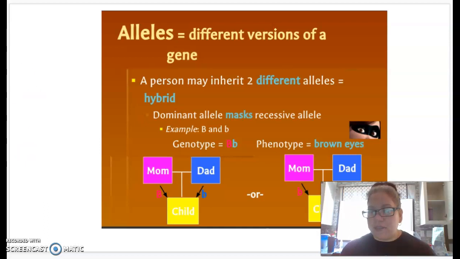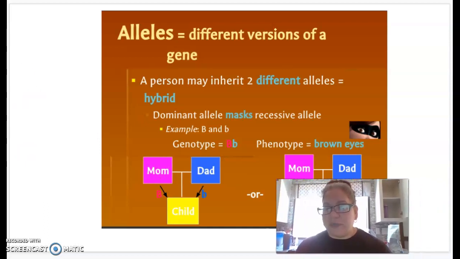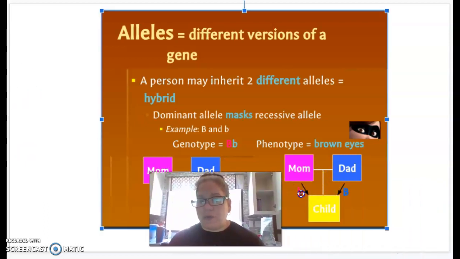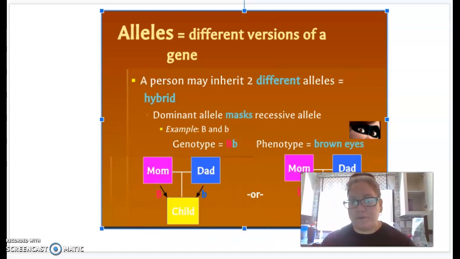On the other end, it's the same concept, but it's flipped. Mom has the lowercase b, as you can see here. Dad has the uppercase B, which you can see here. So our child will have a capital B and a lowercase b, but they will still be a hybrid. A hybrid means that they will have brown eyes because the uppercase, which is dominant, is going to be showing more than the recessive one. So now let's go to our example.